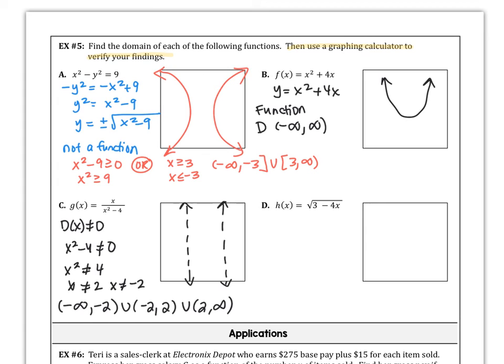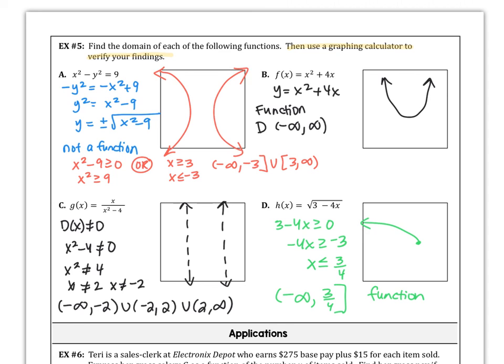And then on part D, this one, because it's got a square root again, we want to make sure that what's under the radical is greater than or equal to 0. So I have negative 4x is greater than or equal to negative 3. So if I divide by negative 4, remember you've got to reverse the inequality when you divide by a negative. So x is less than or equal to 3/4. So this means we're going from negative infinity all the way to 3/4. And it's a bracket because it includes it. And so the square root looks something like that. It's flipped the other direction because x has a negative by it. Yes, it is a function.